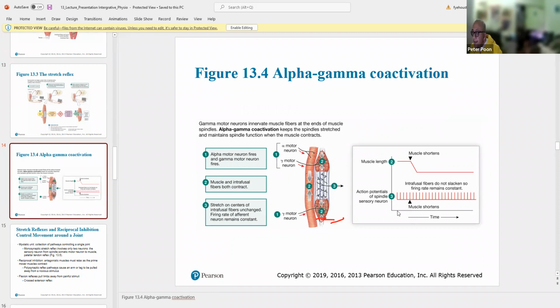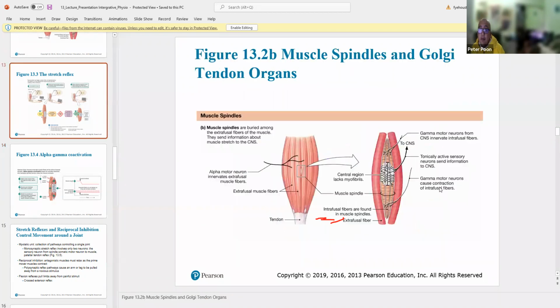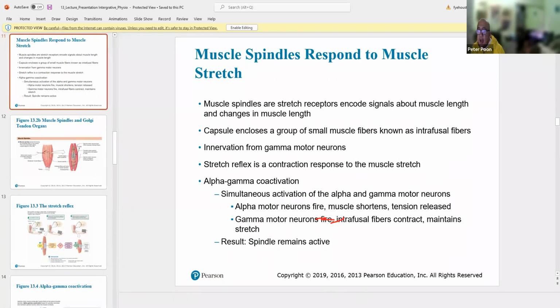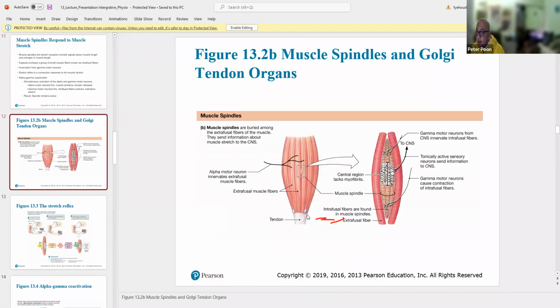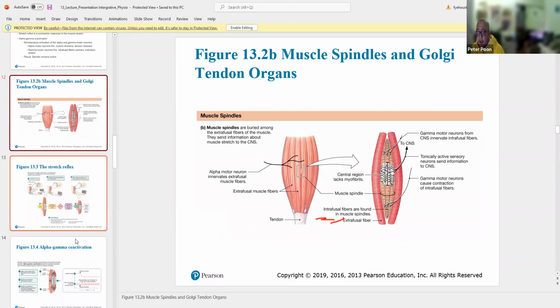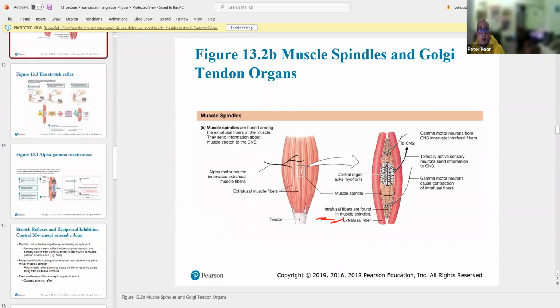So the firing rate does not change, so the muscle goes back to normal, and that's how you adjust. That being said, if the load is too great, your Golgi tendon organs kick in and you drop the load. Your Golgi tendon organs can stop your alpha motor neurons from firing, and if that prevents it from firing, your muscle relaxes completely and you drop the load.